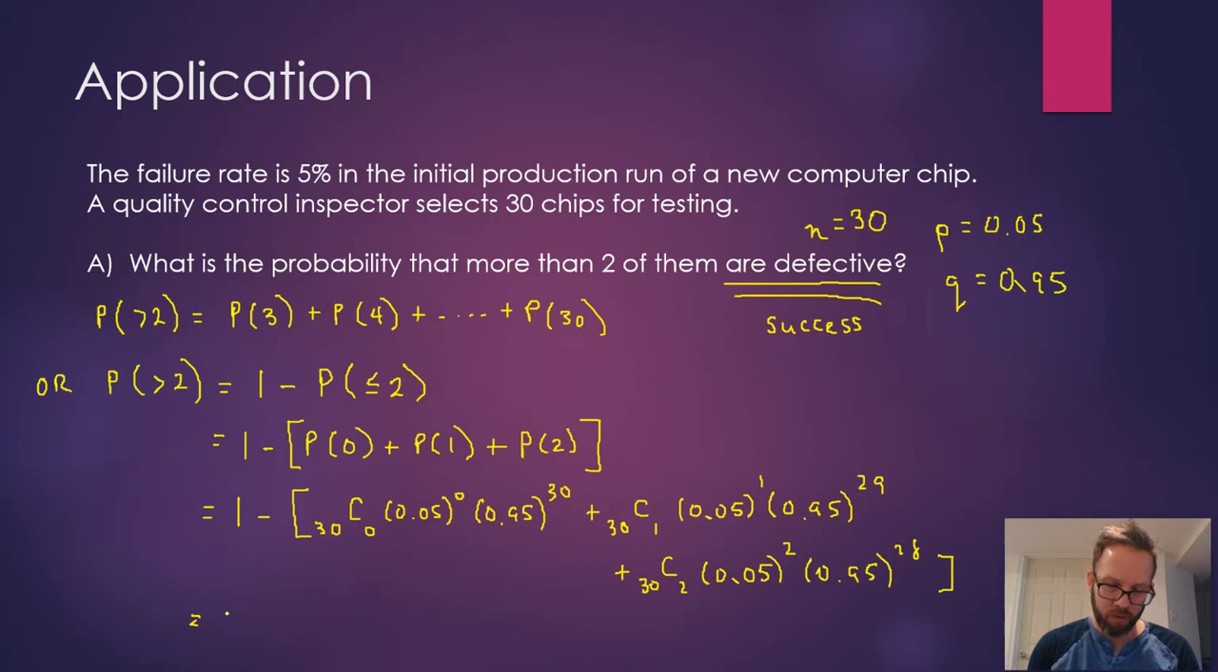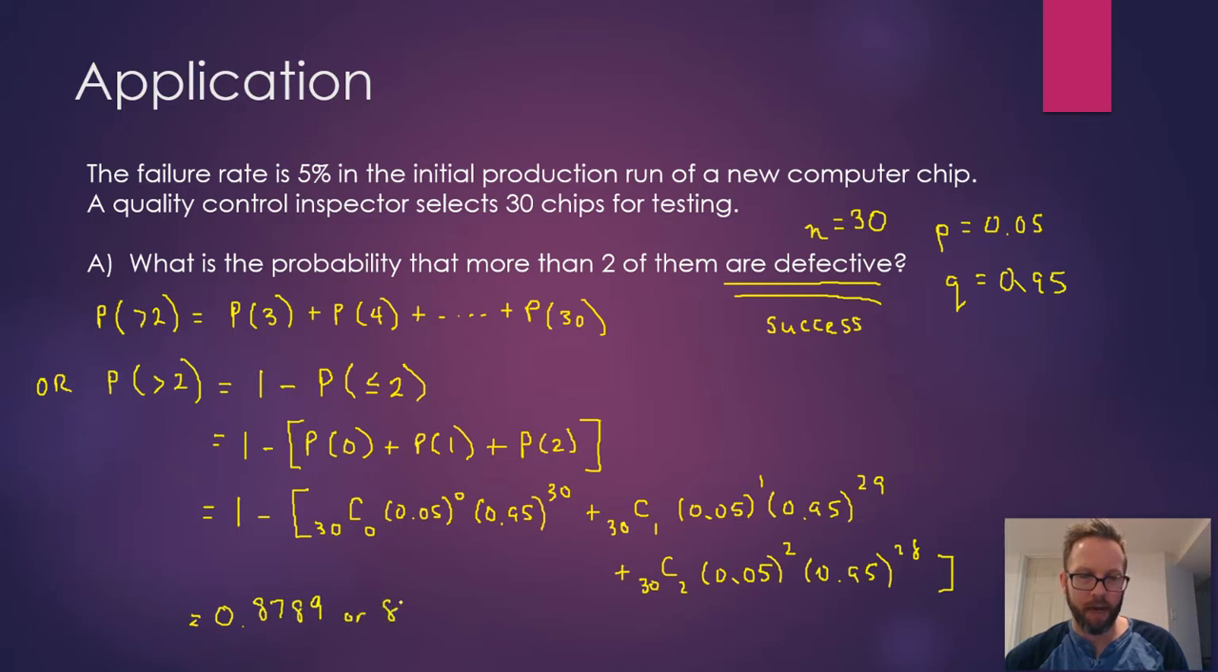30 choose 2. Yeah, maybe this one would have been a good one to do ahead of time too. But as I said, time is limited. So I got about 0.8789 or 87.89% for that one.